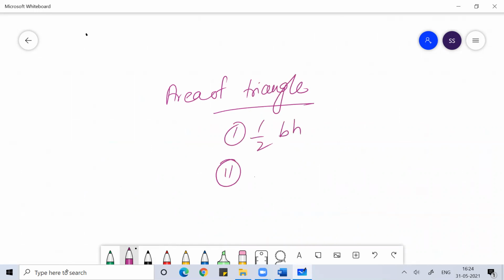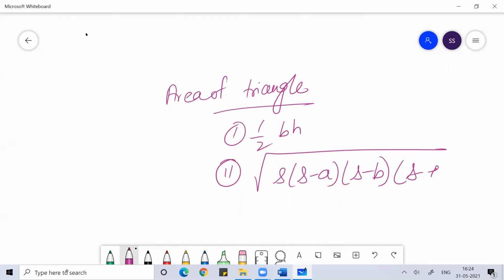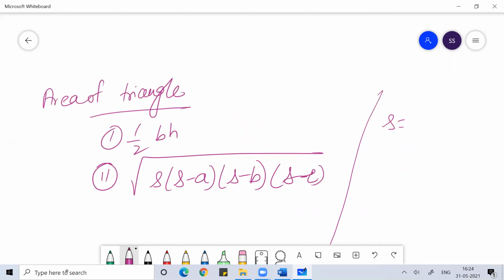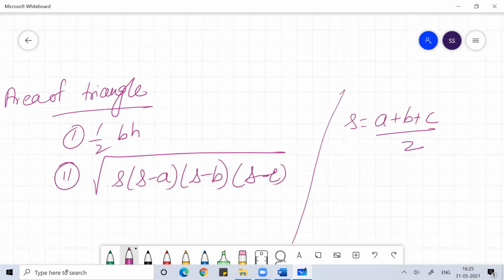Another formula of area of triangle is under root of s into (s minus a) into (s minus b) into (s minus c). Okay, what is s? This is called Heron's formula. s is equal to semi perimeter. You have altogether one chapter in your CBSE 9th curriculum where we'll focus on this, to understand the area concept of triangle. This formula we generally use for scalene triangle.